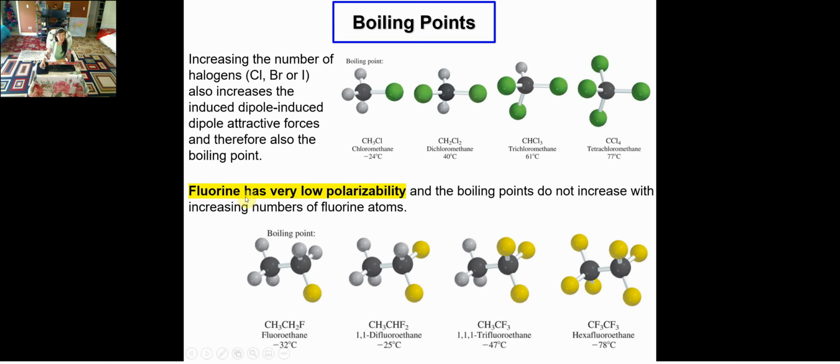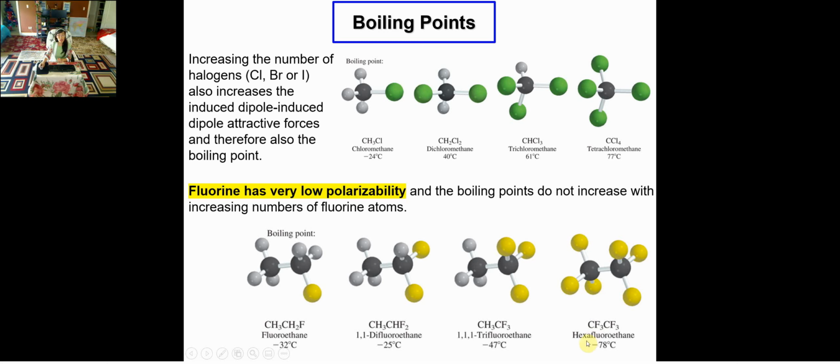However, fluorine is a special case. Fluorine has a very low polarizability because its valence electrons are closer to the nuclei. The nuclei attract the electrons very solidly. Therefore, the boiling point does not increase with the increasing number of fluorine atoms. So let's see: with fluoroethane and difluoroethane, you do see the boiling point increase, but when you increase further to trifluoroethane, the boiling point decreases.